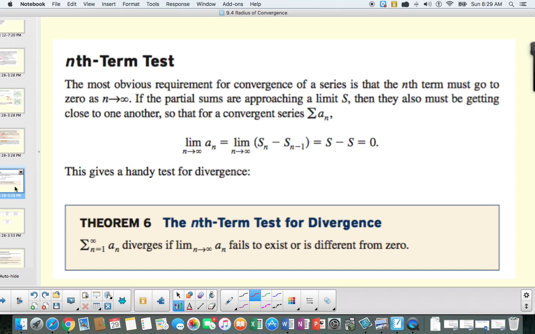Nth term test. This is a test for divergence. Now, a series is not going to converge unless the terms are getting smaller and smaller. And what we say is that the difference of the partial sums have to be going to 0 in order for this to happen. So if the limit as n approaches infinity of the a sub n term fails to exist or is different from 0, in other words it's not getting smaller, then we say it diverges.